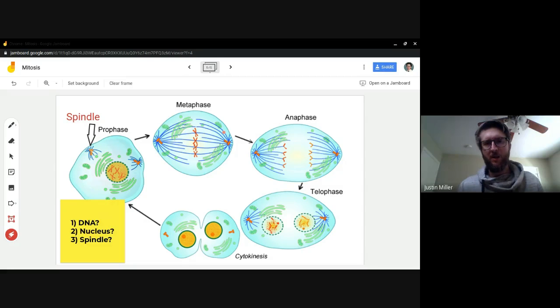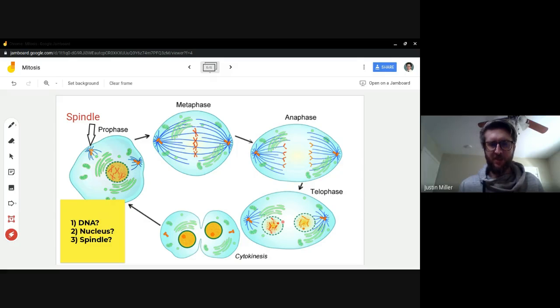In anaphase, that's the actual act of the DNA being pulled apart toward opposite ends of the cell. So remember, meta, middle, ana, away. In metaphase, DNA is in the middle. In ana, it's being pulled away.